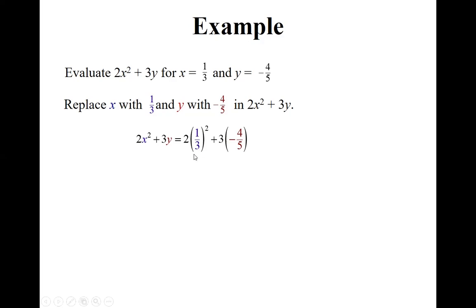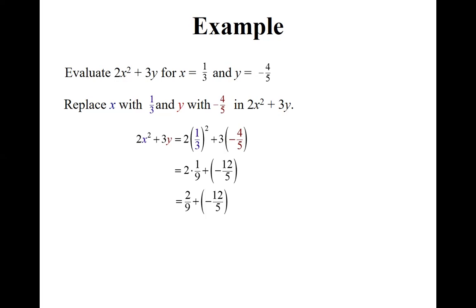Squaring 1/3, that's 1/3 times itself. 1/3 times 1/3 is 1/9. Multiplying the +3 times the -4/5, we get -12/5. We can multiply the 2 times the 1/9 to give ourselves 2/9. And now we're stuck at 2/9 plus -12/5.